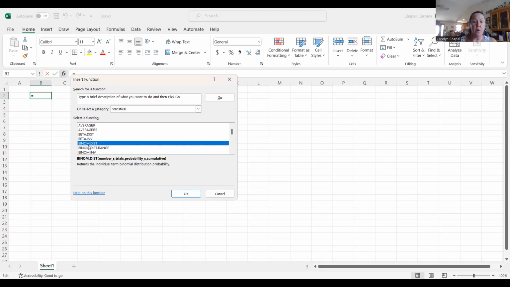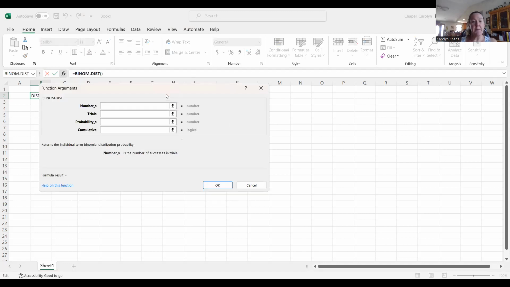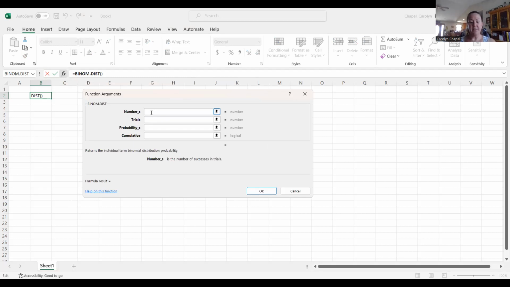So this BINOM.DIST, standing for binomial distribution. And we're going to press OK. This one works a little backwards. So this one wants your X value first. So for our first one, we had that X was 5. Our number of trials, we were rolling our die 12 times.